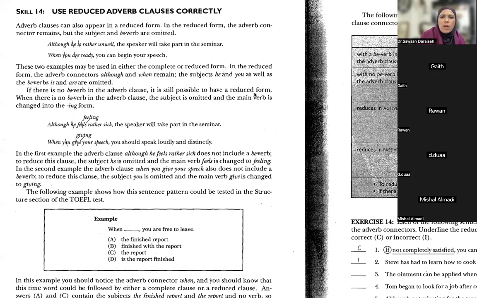It is still possible to have a reduced form. How? When there is no be verb in the adverb clause, the subject is omitted, and the main verb is changed into the ing form. You deal with the ing form a lot, and as we said it is very common, but be careful, not every time. In case the verb is not a verb to be, I change it into ing. But sometimes I remove the verb to be and I already have a verb, which may be verb 3.